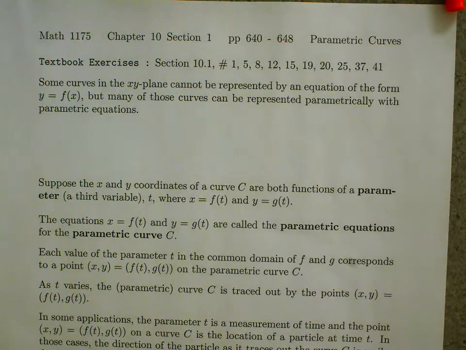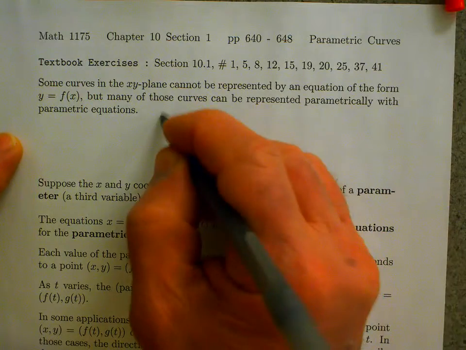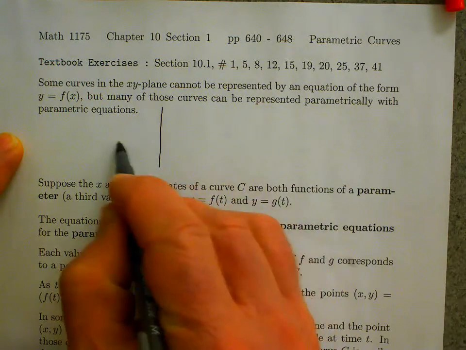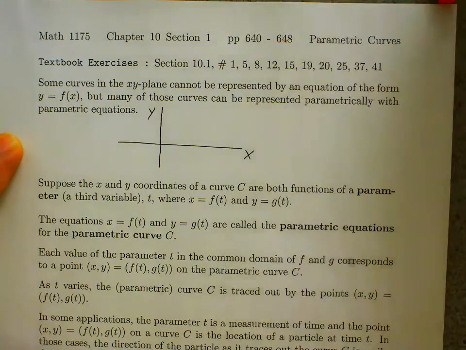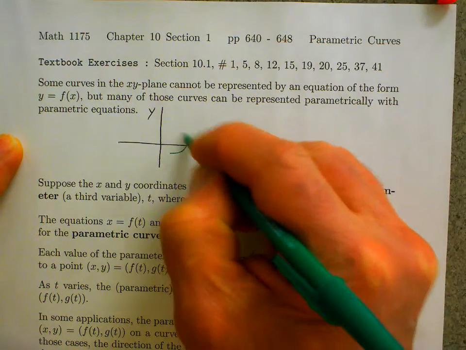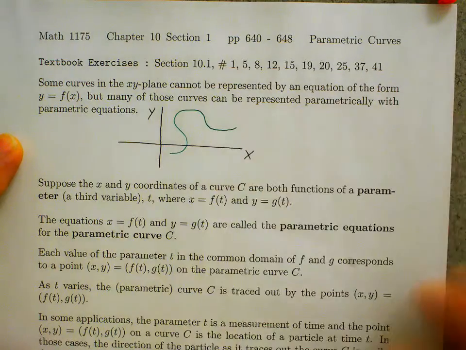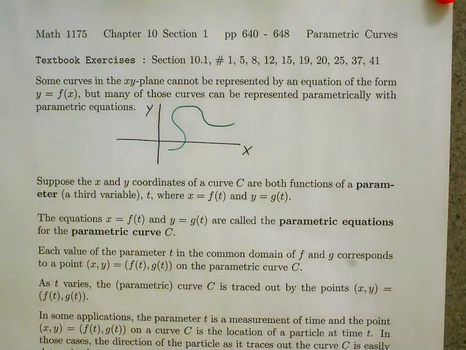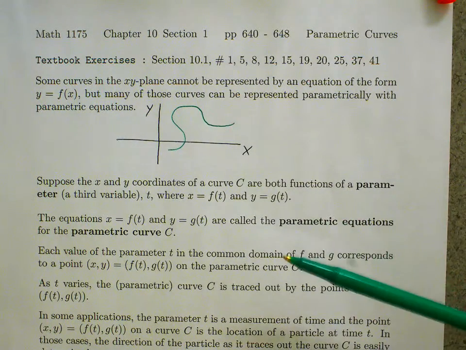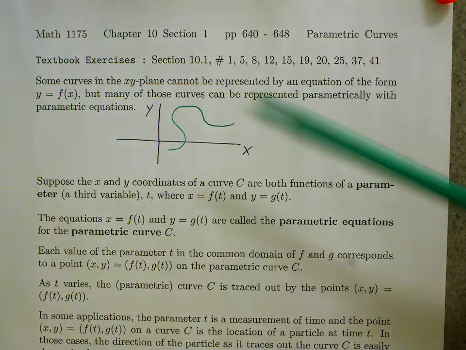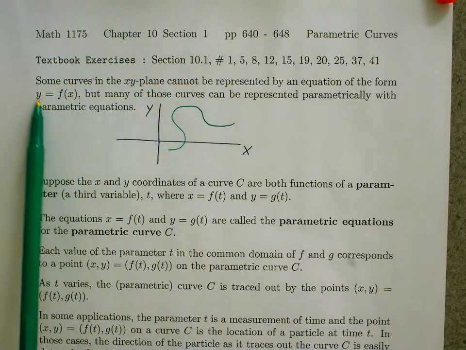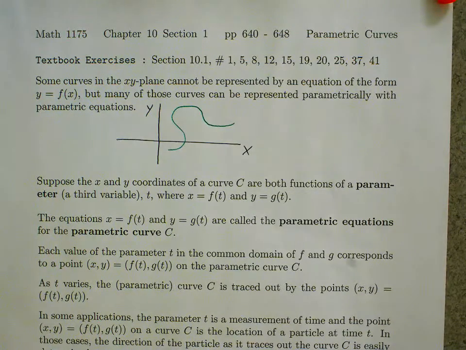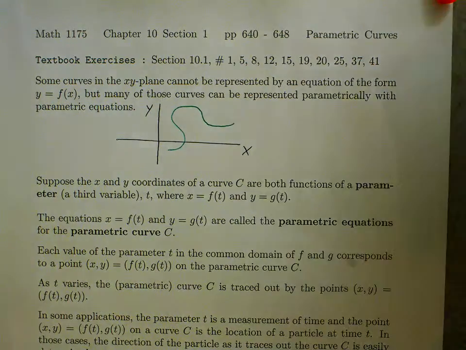So just to illustrate that, if you have some curve in the xy plane that does not pass the vertical line test, then this curve cannot be represented by a function of the form y equals f of x. But there may be parametric equations that define that curve.